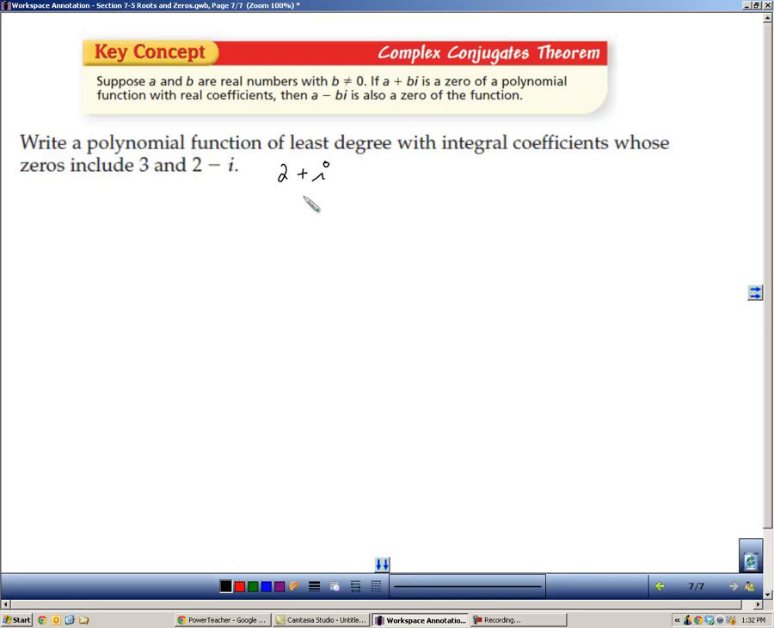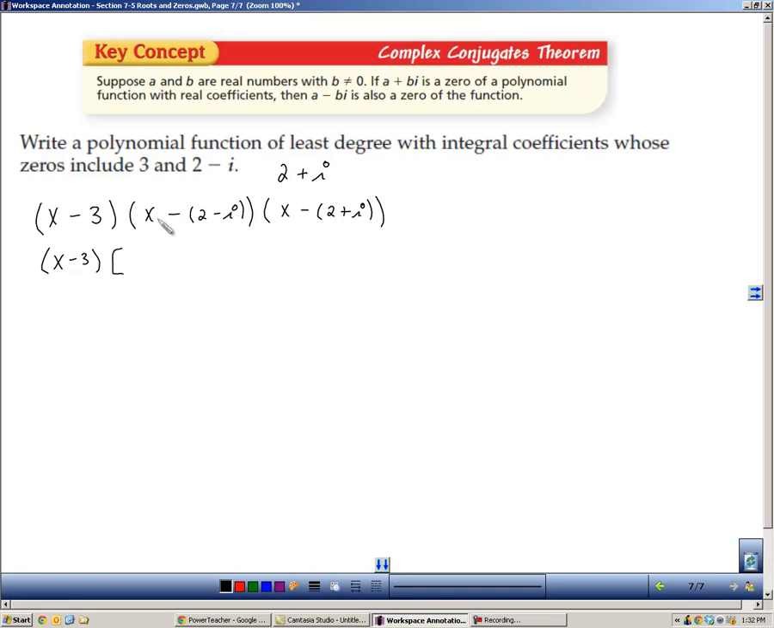Because of the concept summary at the very beginning, we know that if each one of these is a zero, then x minus 3 has to be a factor. That also means that x minus (2 minus i) has to be a factor. And likewise, x minus (2 plus i). Whenever you have a zero, that means x minus that number is a factor of the polynomial. So we're going to simplify all of this by multiplying it all out. Well, we're going to leave the x minus 3 alone because that's the easy part.